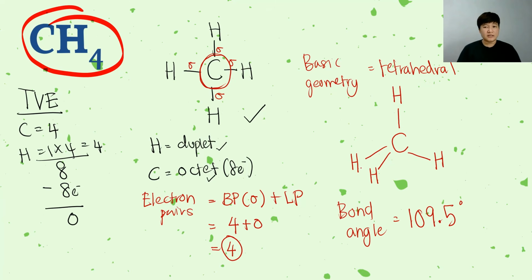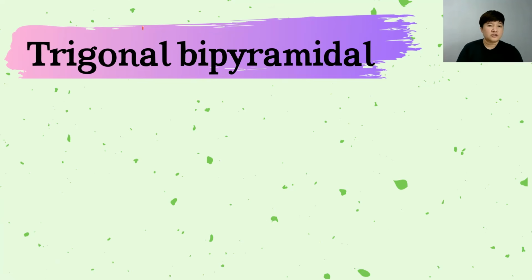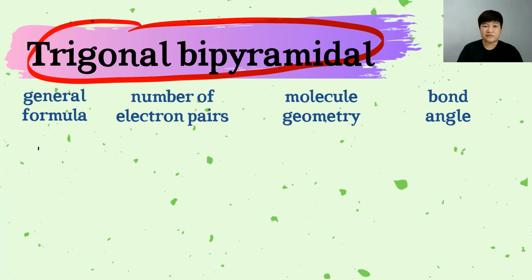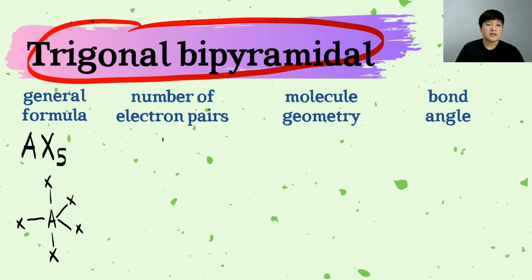That is for tetrahedral. Next, let's go into the fourth basic geometry, trigonal bipyramidal. What is actually trigonal bipyramidal? The general formula for trigonal bipyramidal, simple, AX5, okay? And the 2D will look something like this. You have your AX2 over here and a triangle in the center. That is how your AX5 should look in your trigonal bipyramidal. The number of electron pairs, obviously, is 5.